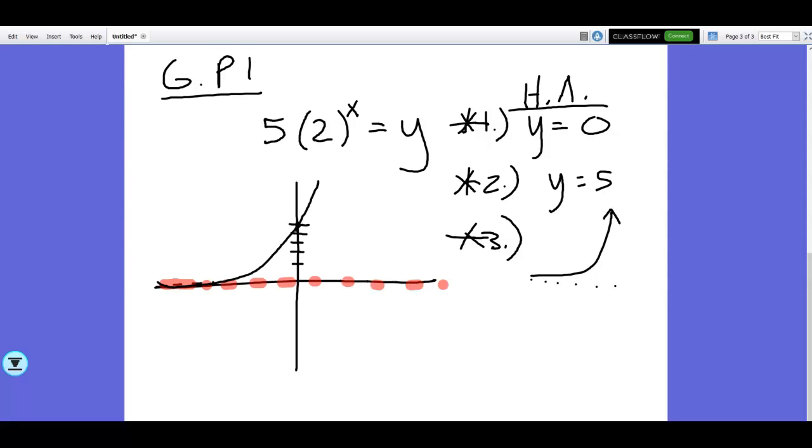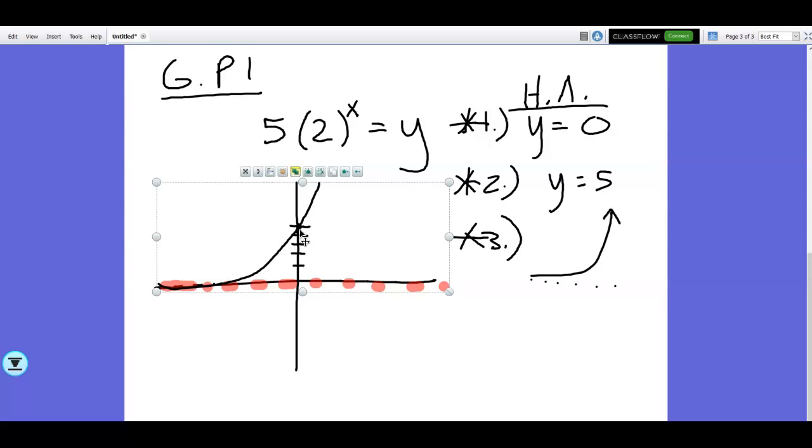Okay, I'm going to stop. Let me ask you some questions. Is the horizontal asymptote correct? Is that y equals 0? Is this the y-intercept 5? And does this shape kind of match that shape? And we're in business.